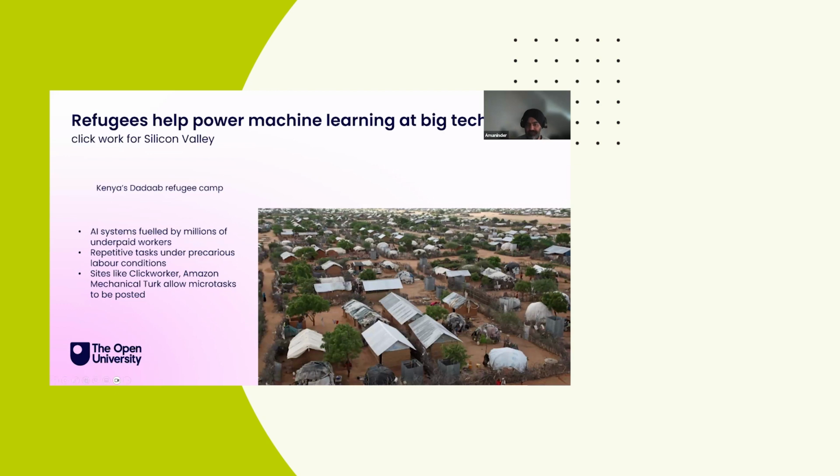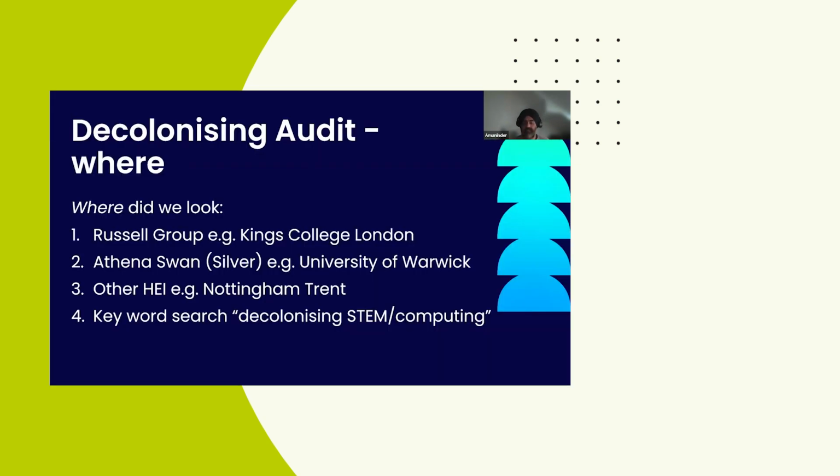So on the next slide I'm going to say how we actually started this decolonizing work. Now, one of the things which we did was an audit. We did this audit to look at the higher educational institutes within the UK. So we looked at the Russell Group of universities, for example King's College London. Then we also had a look at other universities, higher educational institutes like Warwick University. We also had a look at other higher educational institutes in the UK space.